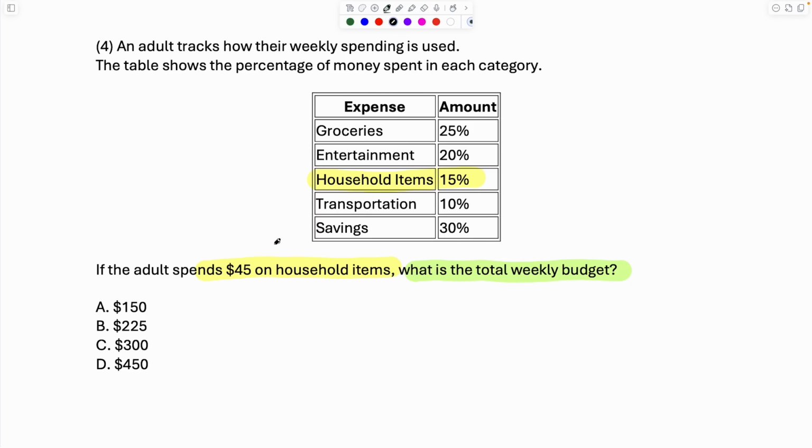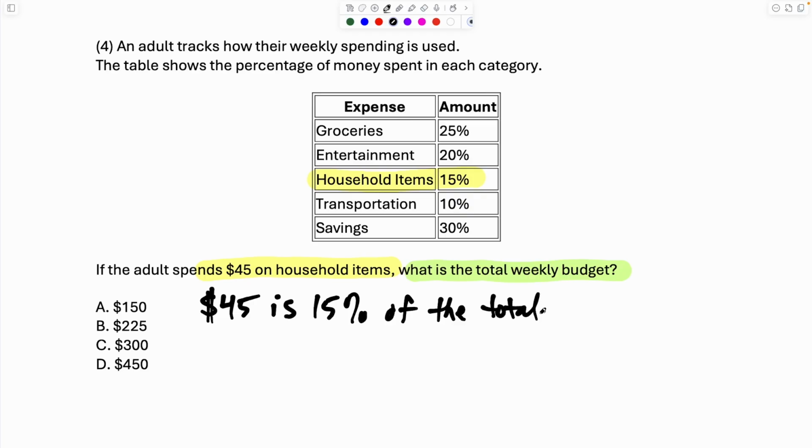So let's think about another way of saying this. $45 is 15% of the total weekly budget. Okay, so this is true. $45 is 15% of the total weekly budget. And I know this because we were told that household items makes up 15% of the budget and the adult spends $45 on household items. So that's how we can make this statement here.